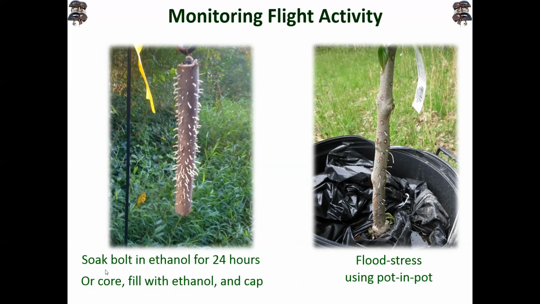But you can essentially achieve the same thing by soaking the bolt in ethanol for 24 hours. You can also flood stress an intolerant tree like a dogwood using a pot-and-pot system. But the important thing is to make sure that you're maintaining standing water within this pot in order to allow for the ethanol levels to build up. And the nice thing about soaking in ethanol is that you can really quickly see when ambrosia beetles are active.